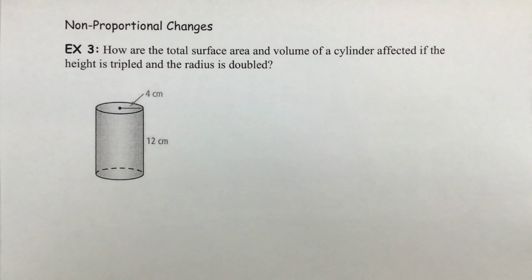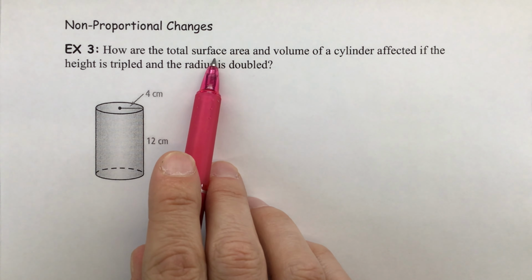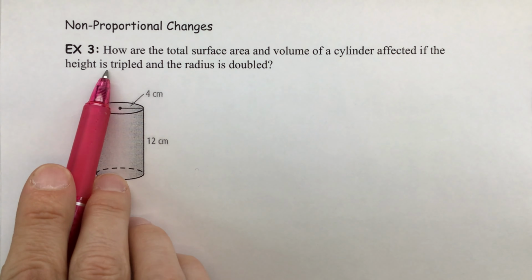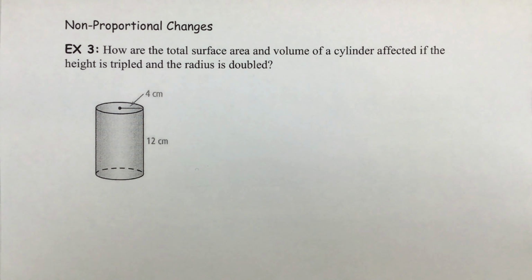And last, I'm going to show you an example of non-proportional changes. What that means is that the dimensions of the figure are not all changing by the same amount. We're not doubling all the dimensions, we're not tripling all the dimensions, we're not cutting them all in half. What we're doing is changing each of the dimensions by a different amount. In this example, we're going to look at the total surface area and the volume when the cylinder has the height tripled and the radius doubled. Okay, so the dimensions aren't changing by the same amount.